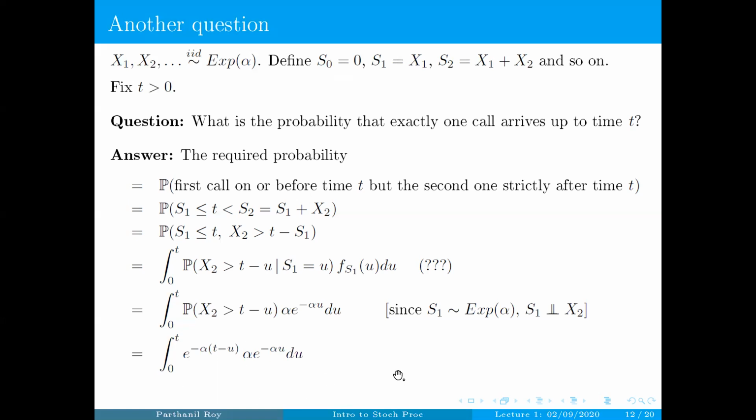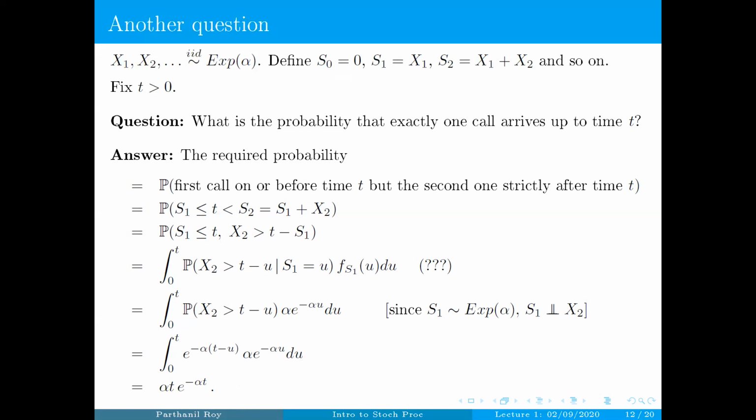Now, the rest is just computing the integration. And we see that once you multiply this with that, U actually gets cancelled. You just get e power minus alpha T. And this you have to integrate from 0 to T. There is no U in it, so you'll just get a T. You'll just get alpha T times e power minus alpha T. So this is the answer to this question.